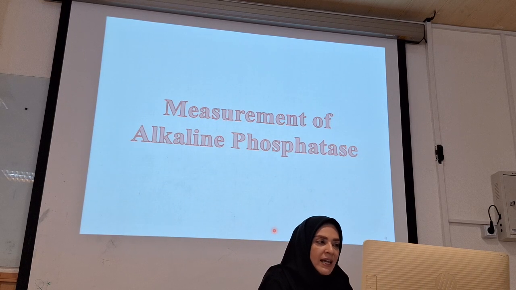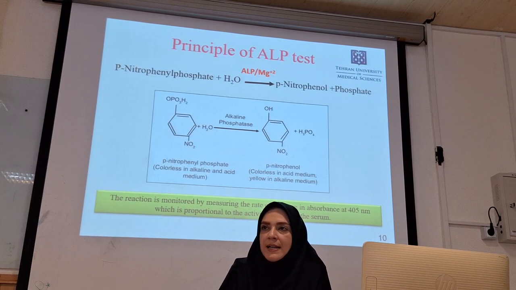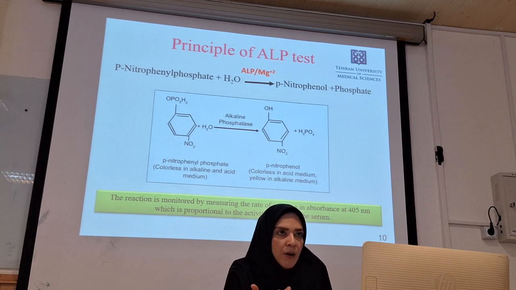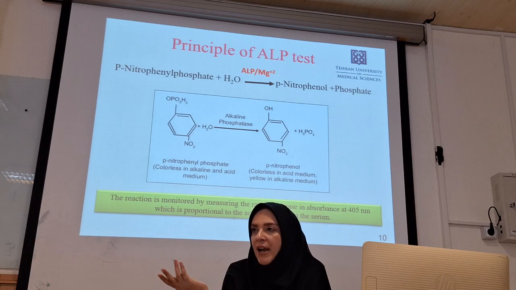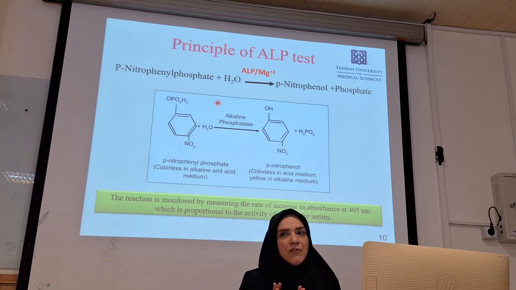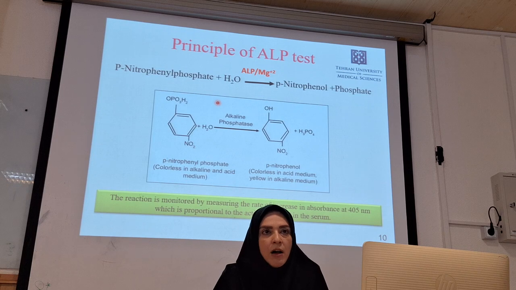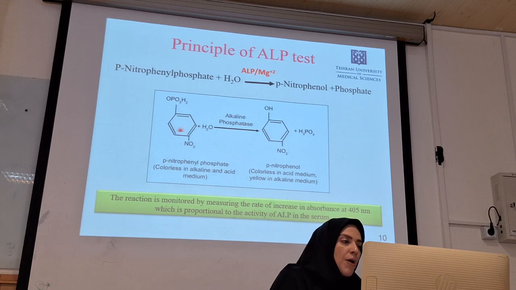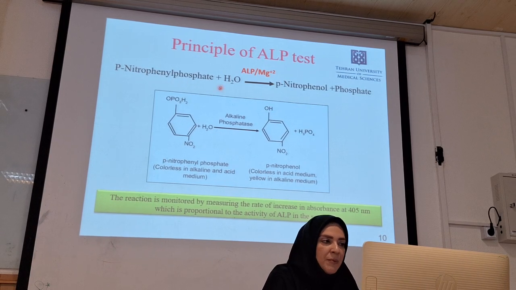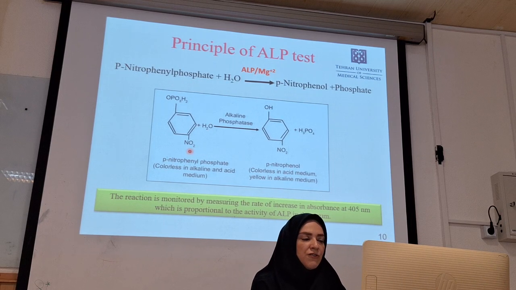How can we measure the activity of this enzyme? This is an enzyme. So if you provide a specific substrate for this enzyme and you provide a favorable environment, you can have a proper activity of this enzyme. What is the substrate of this enzyme? The name of the substrate is important. Maybe I ask you, which of the following is the substrate of alkaline phosphatase? Para-nitrophenyl phosphate, or PNPP. Okay, with the abbreviation PNPP. This is the substrate of alkaline phosphatase.